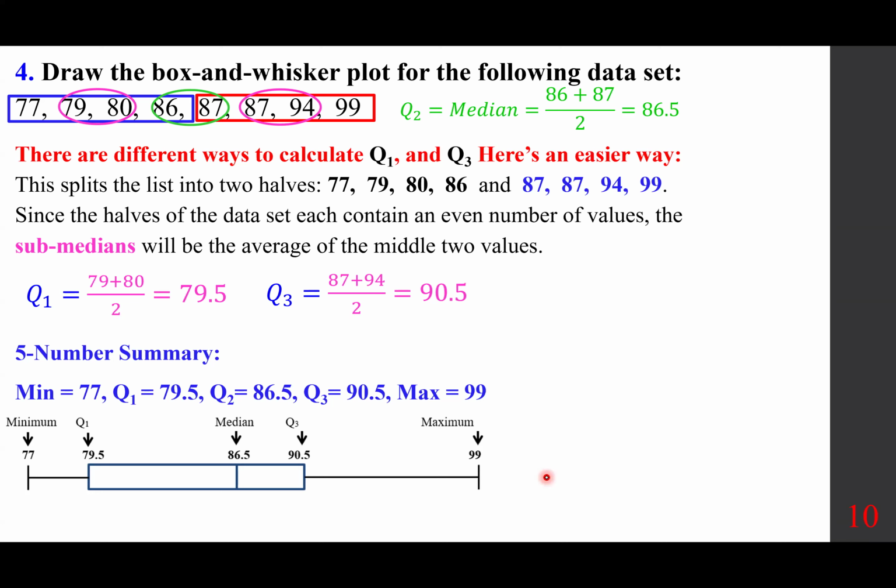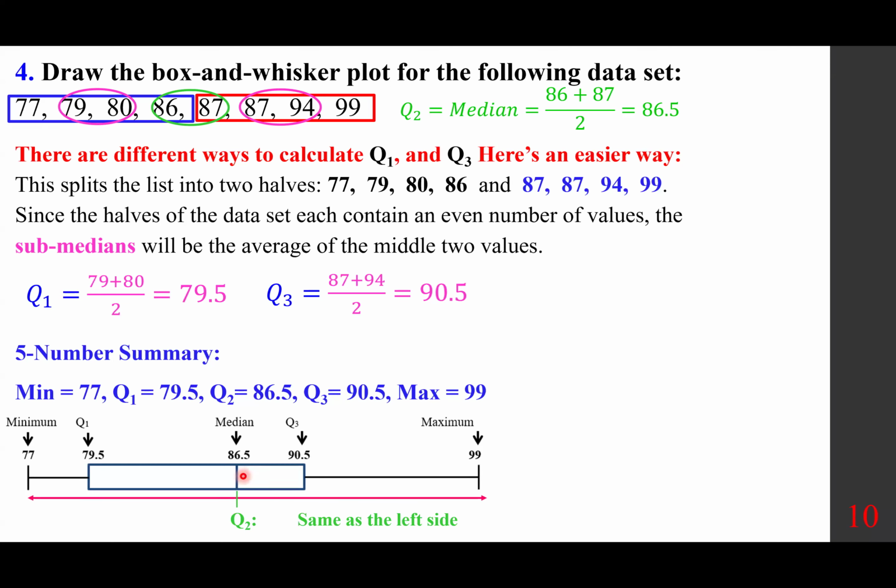So this is the whisker plot again. Notice we have the minimum, we have the maximum. The box contains 3 parts. The left side is Q1, the right side is Q sub 3, and the median is some number in between, happens to be 86.5.